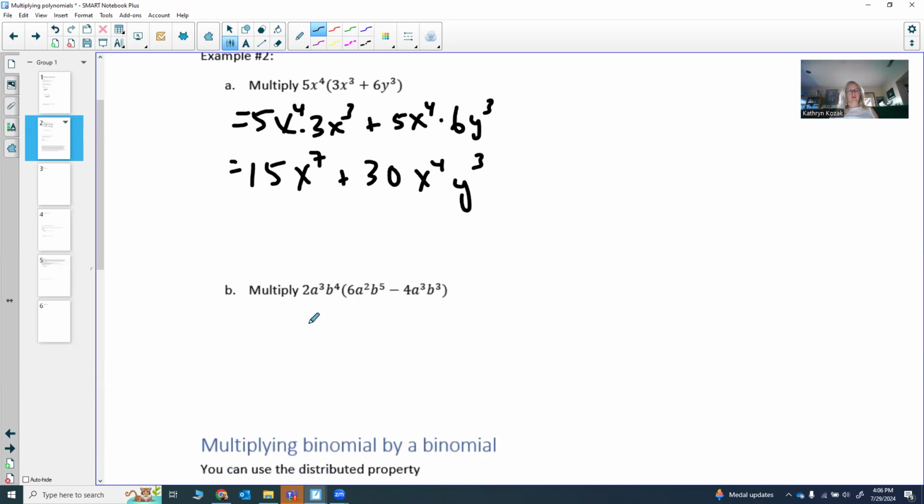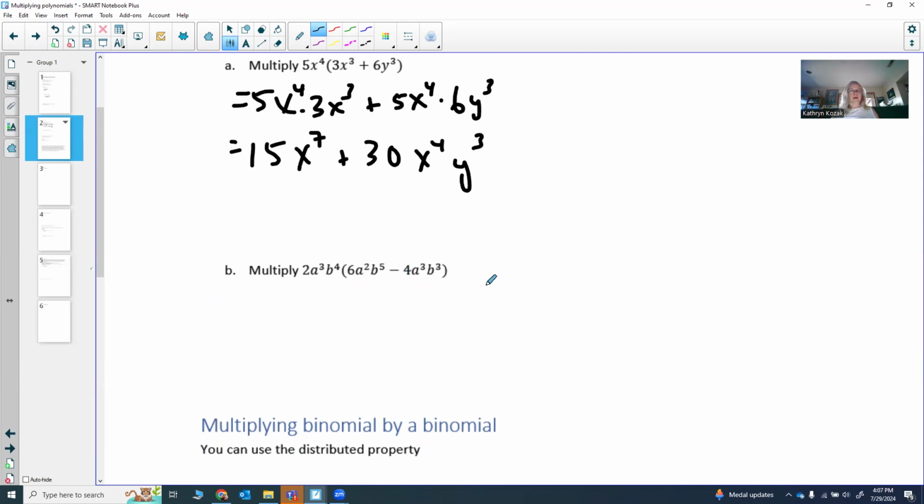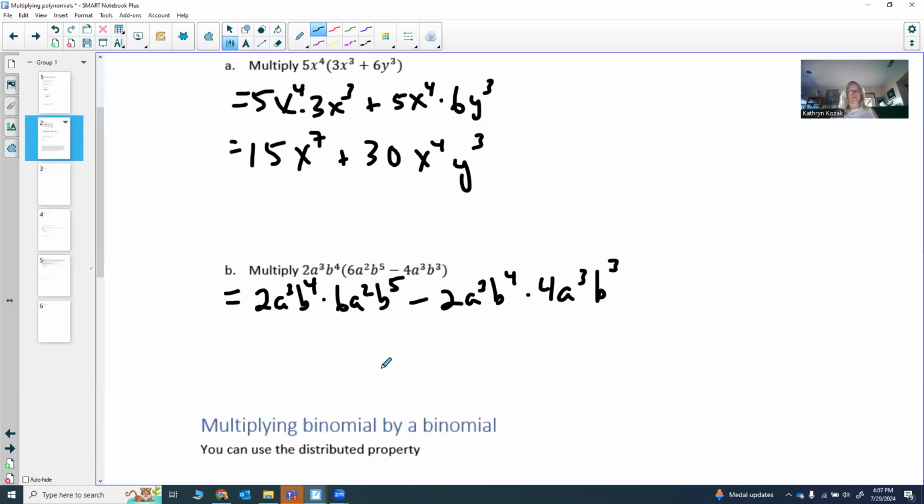Part B, we want to multiply 2a cubed b to the 4th times 6a squared b to the 5th minus 4a cubed b cubed. Again, distribute first. 2a cubed b to the 4th times 6a squared b to the 5th minus 2a cubed b to the 4th times 4a cubed b cubed.